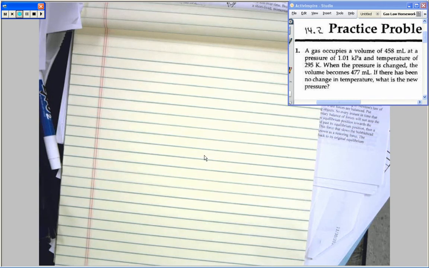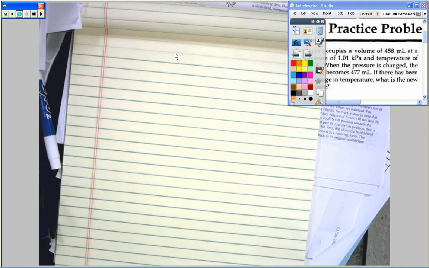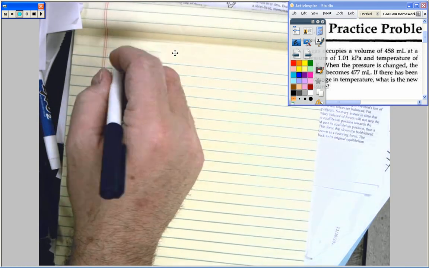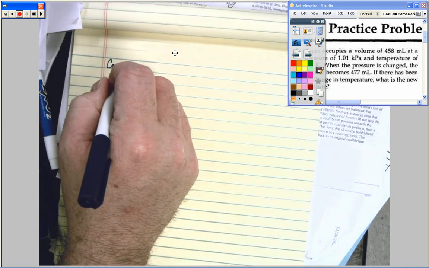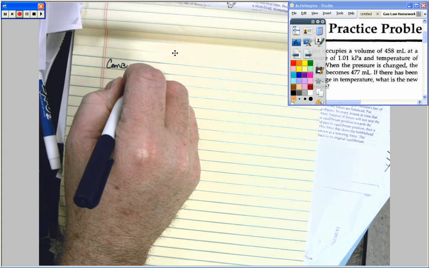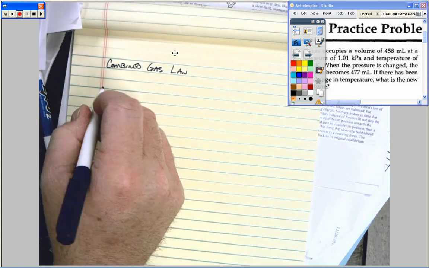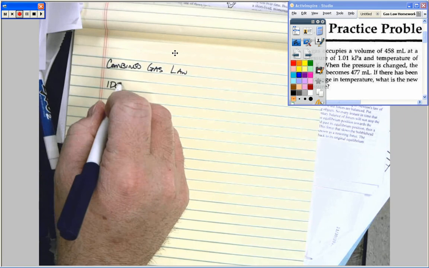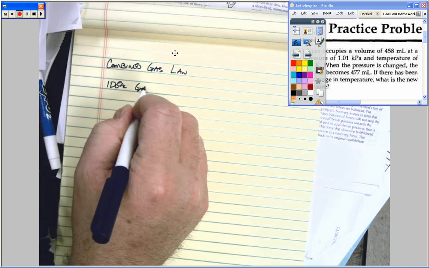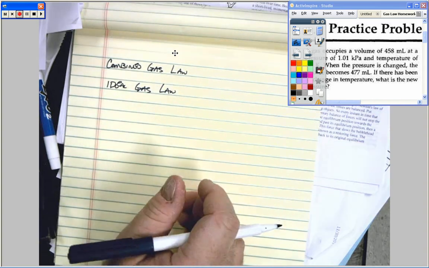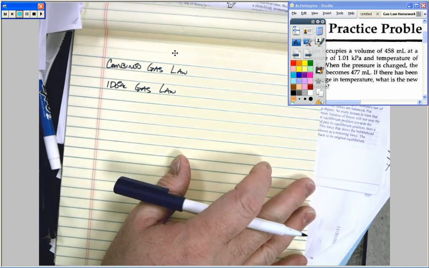Number 1, 14.2 practice problems. There are two major types of problems that you guys are going to see. There are combined gas law and there's ideal gas law.